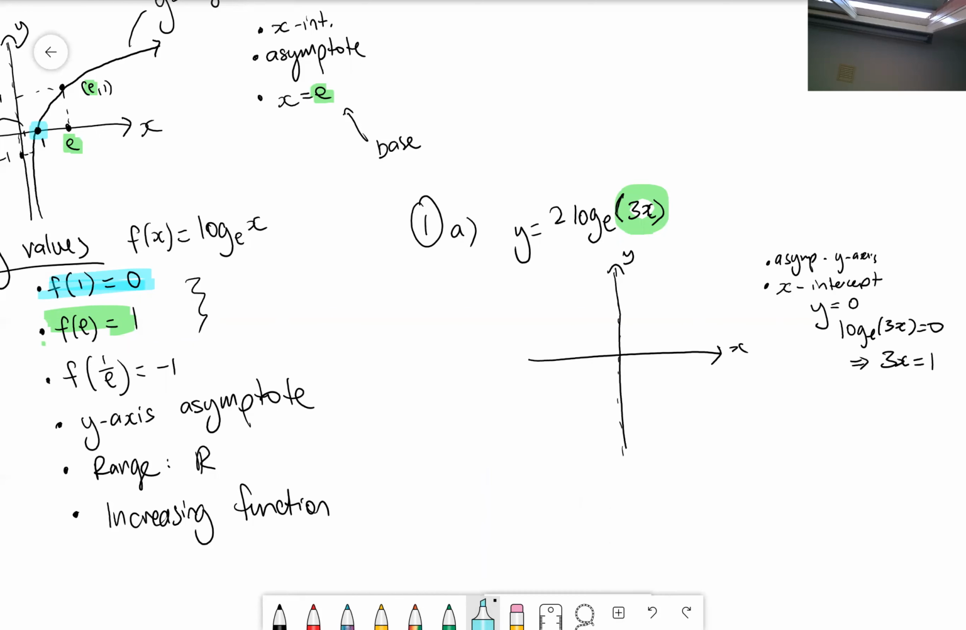And that's from this part over here. So this bit that we highlighted up here in blue. So if 3x is equal to 1, that means x will equal 1/3. So we know that the x-intercept will be at 1/3 here.